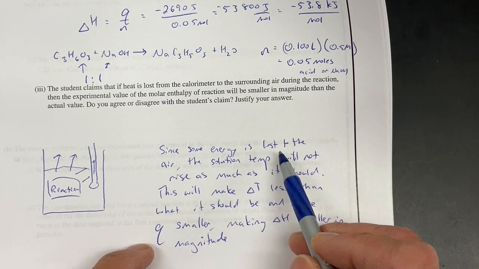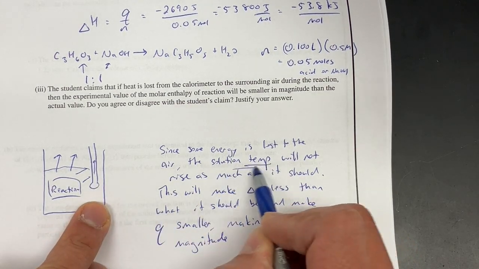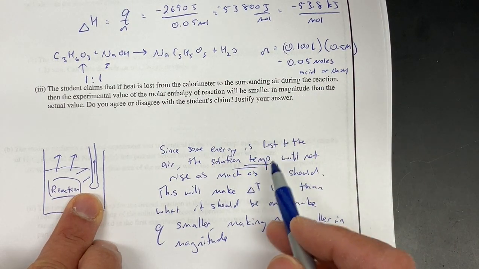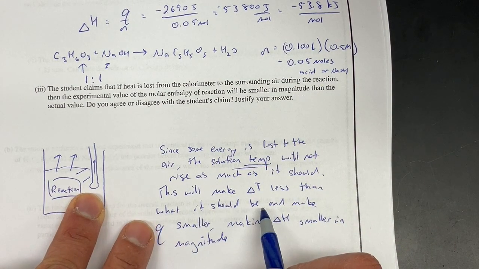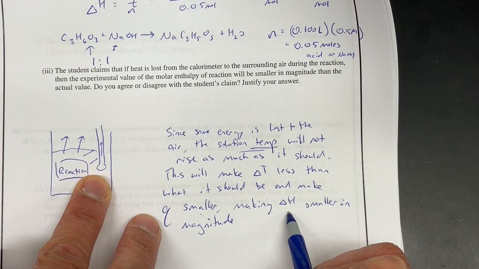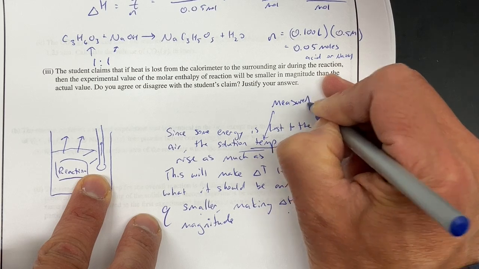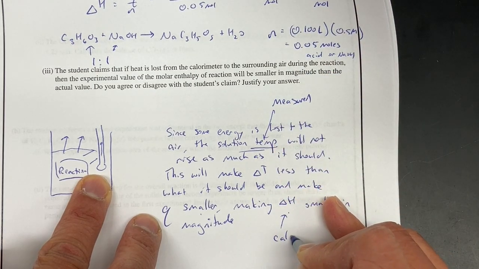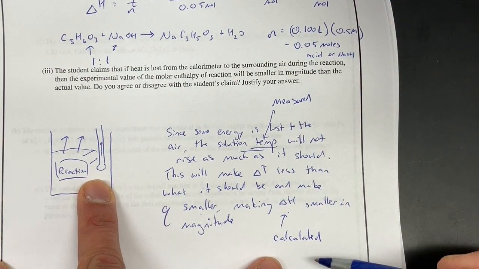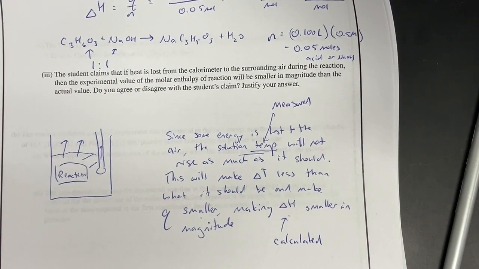I just said, since some energy is lost to the air, solution temperature will not rise as much as it's shown. So always write about the things you're measuring, and then you write about the calculation. So this makes delta T less than what it should be. That makes Q smaller, and that'll make delta H smaller. So always write about what's measured, and then what's calculated. Okay, write about how those things, because you measure the temperature and you calculate the delta H. So there we go. That's problem 1. I'll try to do some of the other ones a little bit later.